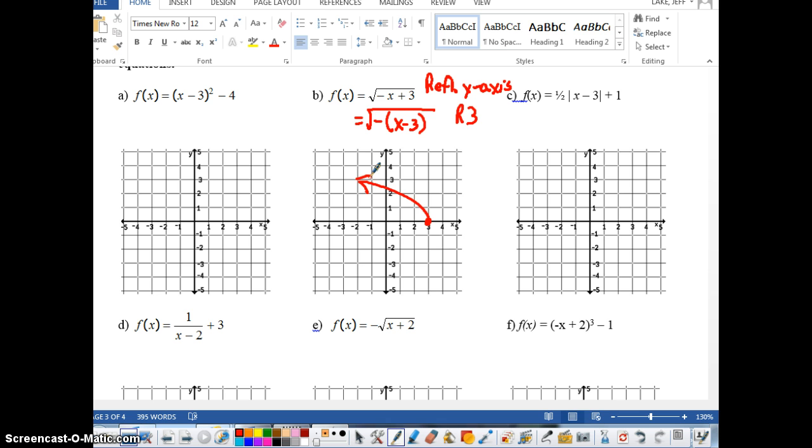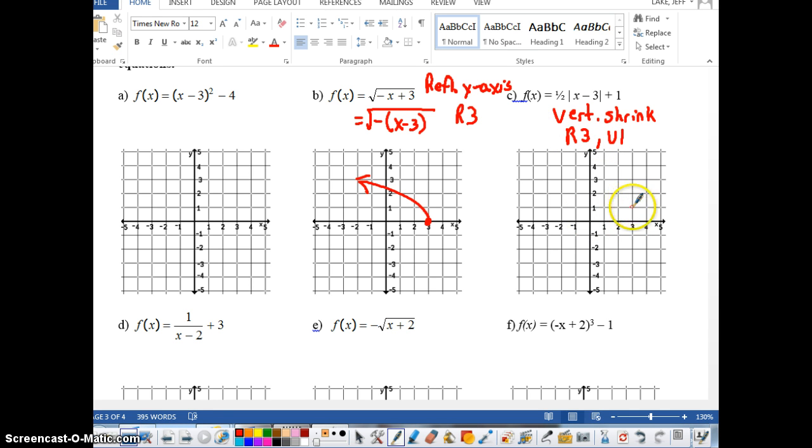All right, next we're going to look at letter C. All right, so letter C, I have that 1/2 out in front. So anytime you have a half out in front, that's going to be a vertical, and it's either stretch or just shrink. Since it's a 1/2, you're making it smaller, so this is going to be a vertical shrink. Okay, we have a minus 3 on the inside, that's going to be a right 3, and then a plus 1 on the outside is an up 1.